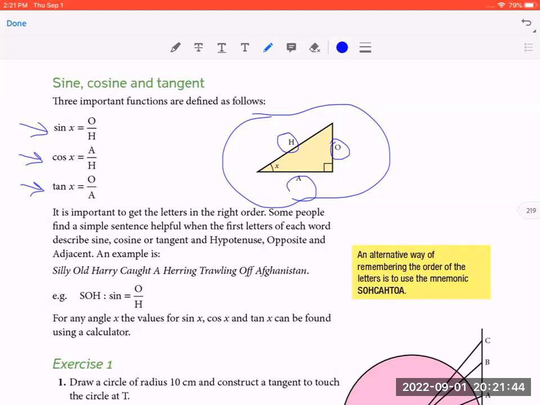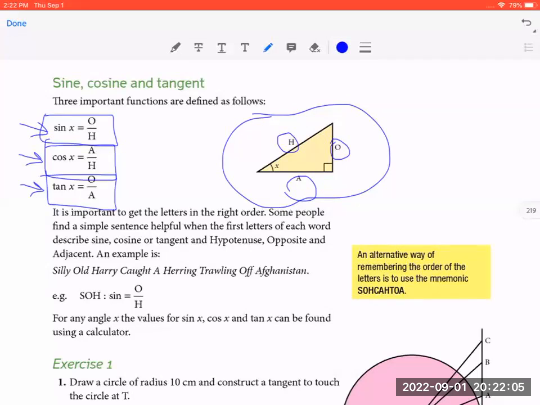So now the definition of the sine. What is the sine? It's opposite over hypotenuse. What is the cosine? It's adjacent over hypotenuse. What is the tan? It's opposite over adjacent. Again, can you tell me please which one? Each one of them, please.